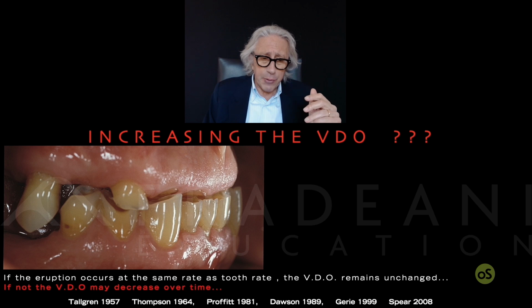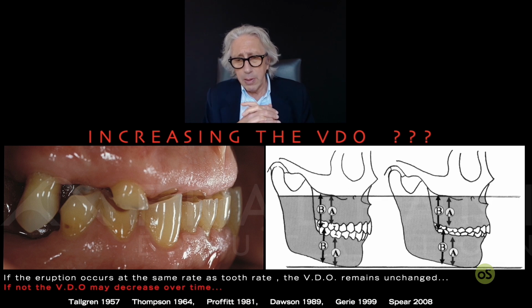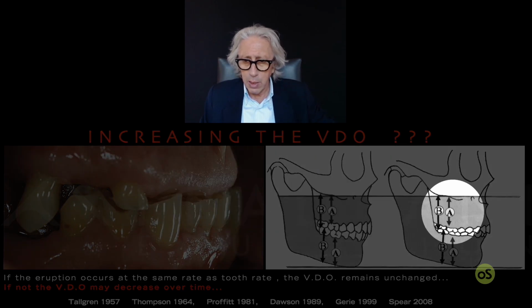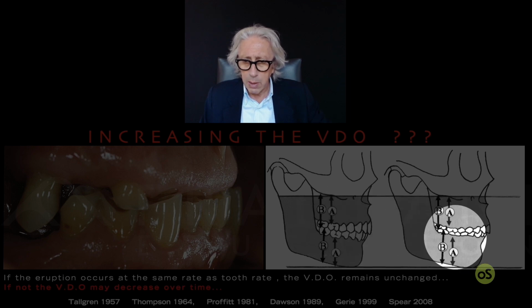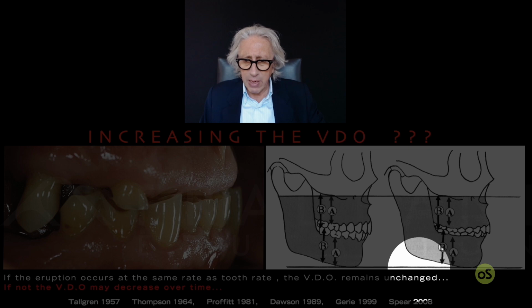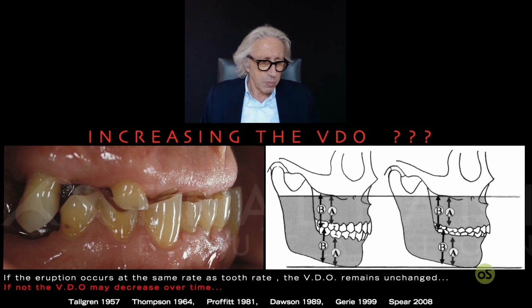Because if the eruption occurs at the same rate as tooth wear, the video remains unchanged. If not, the video may decrease over time. And as already shown to you in another lecture, that's what happened. You see the teeth are shortening, from this normal length to this. But then the bone level here, A, is increasing. So you have a compensatory phenomenon. Could be.